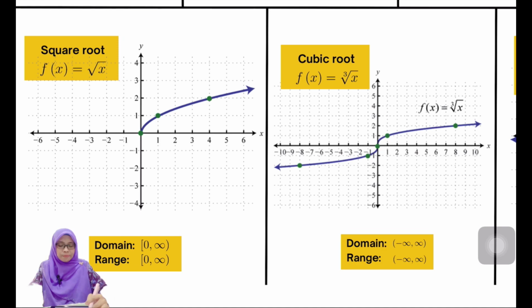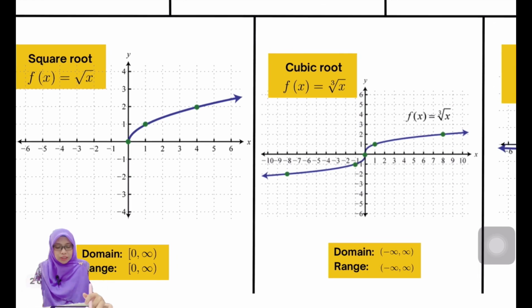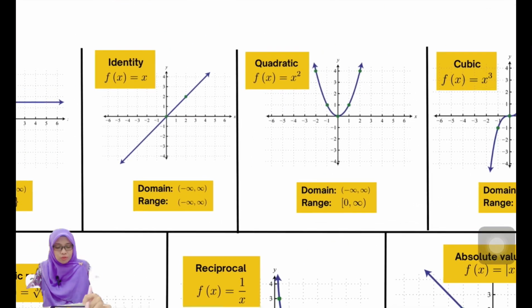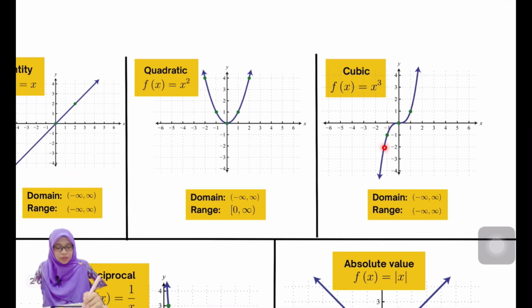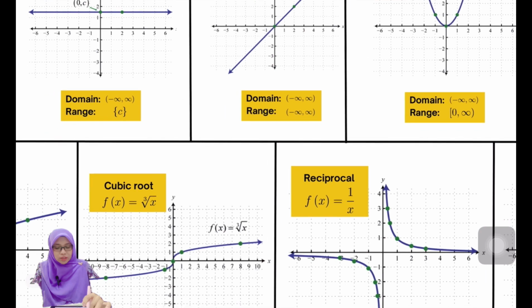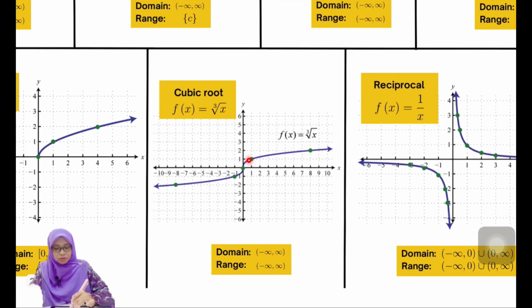Between the cube root function and the cubic function here, it is different. For the cubic function, it should be like this. But for the cube root function, we have something like this. This is the difference between cube root and the cubic function f(x) equivalent to x cubed. So make sure you know how the basic graph looks like, and what the difference is between cubic and cube root function.